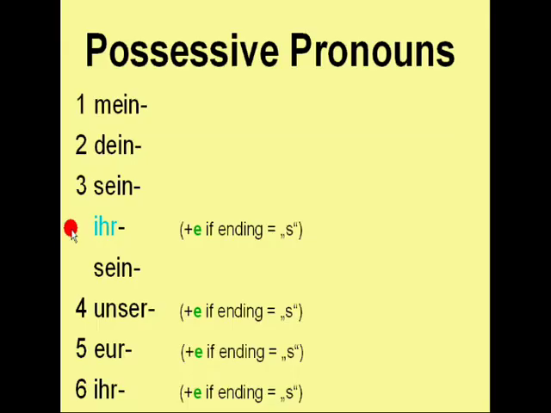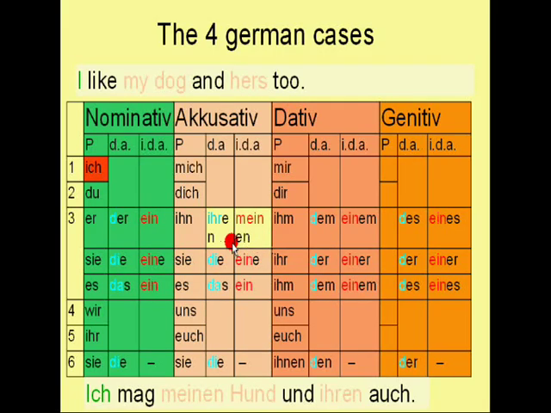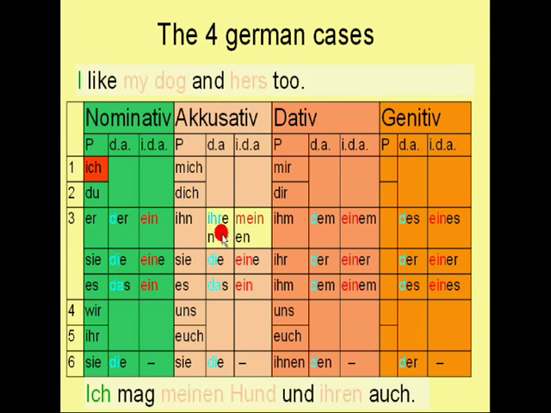Ihr. This is the word stem. So we replace the blue letter D with ihr. The word now is ihren. And the sentence reads, Ich mag meinen Hund und ihren auch.